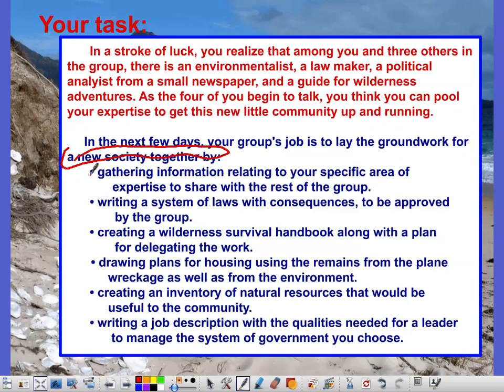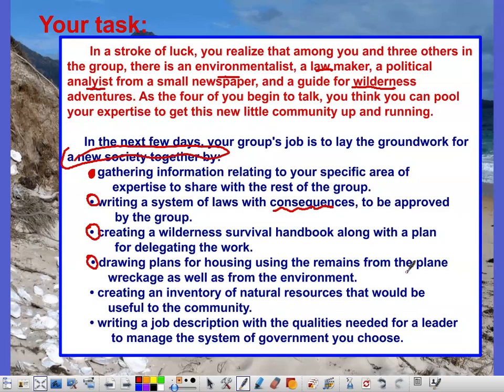You're going to be expected to gather information based on which role you pick: the environmentalist, the lawmaker, the political analyst, or the wilderness guide. You're going to write a system of laws, and you're going to create some consequences that your group's going to approve. You're going to create a wilderness survival tip sheet, and you're going to plan what kind of work has to happen and who's going to get the work done. You're going to draw up some plans for creating housing. You've got to live somewhere. You can't be out in the elements.